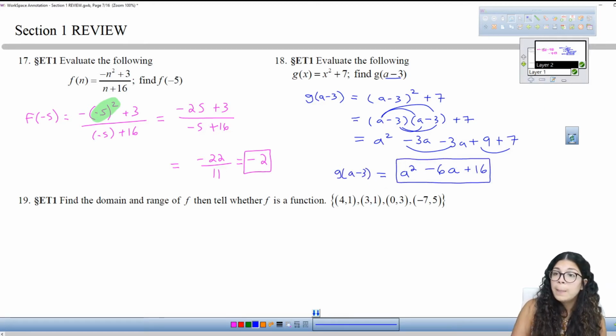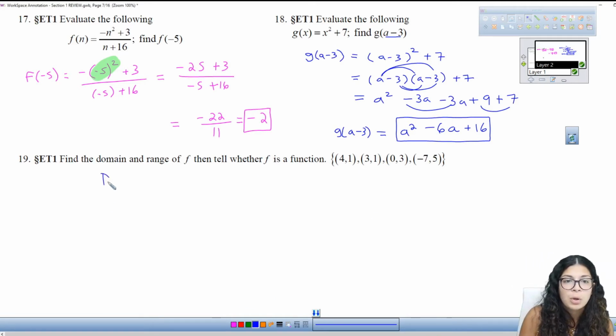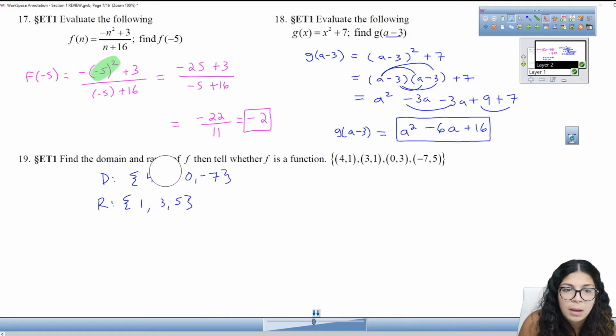All right. Number 19 at the bottom here. Find the domain and range of f and tell whether f is a function. So domain, these are just a series of points, so I can't use an interval. I have to use set builder. 4, 3, 0, negative 7. Range, my y values, 1, 3, 5. Now actually, let me edit the domain because I really should write it smallest to largest. So negative 7 will go first, then 0, then 3, then 4.